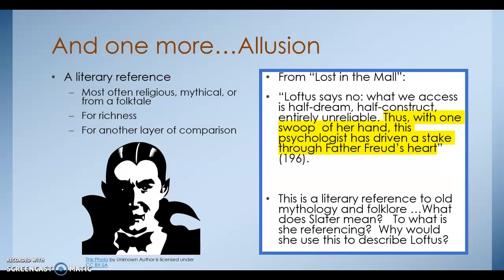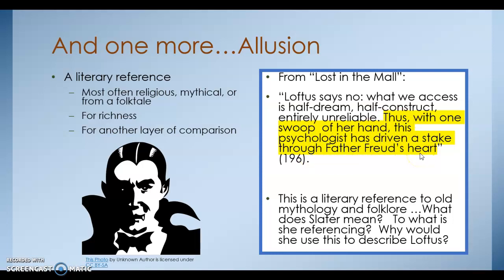Loftus says no. What we access is half dream, half construct, entirely unreliable. Thus, with one swoop of her hand, this psychologist has driven a stake through Father Freud's heart. Now, I highlighted the allusion here, and here we're alluding to what? I said this is a literary reference to old mythology and folklore. What does Slater mean? To what is she referencing, and why would she use this to describe Loftus? So it's interesting because she says with one swoop of her hand, this psychologist, and that's Loftus, right, has driven a stake through Father Freud's heart.